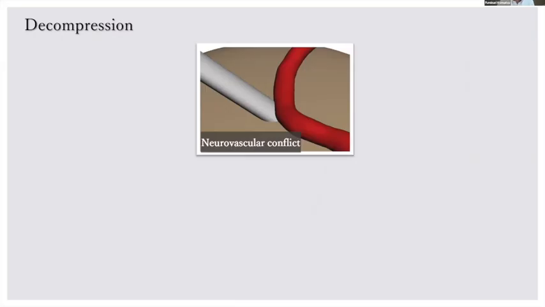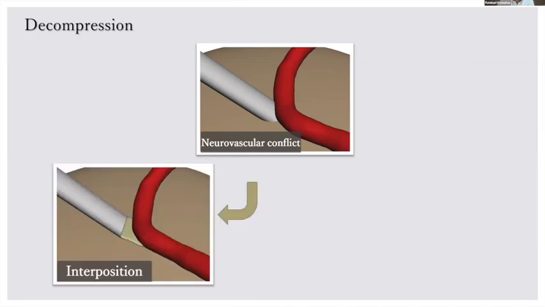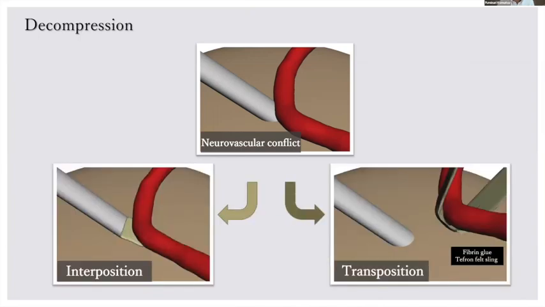The decompression method is usually of two types, the interposition and the transposition. We prepared to do the transposition method, and we mobilize the offending vessel from the cranial nerve as much as possible. And the offending vessel is fixed by fibrin glue or sometimes the Teflon felt.